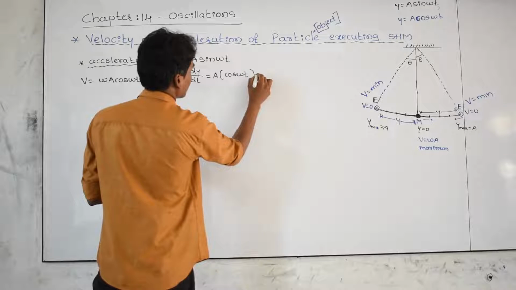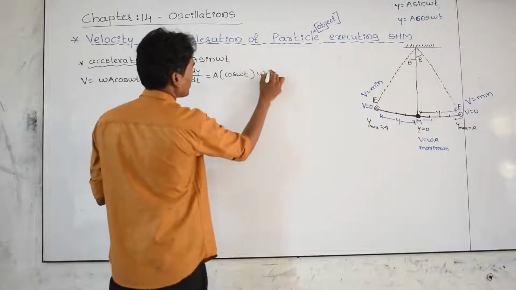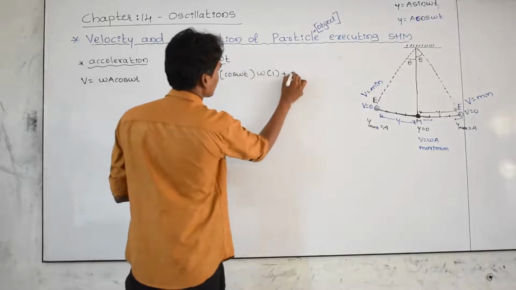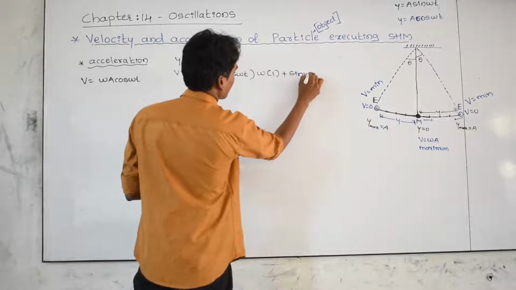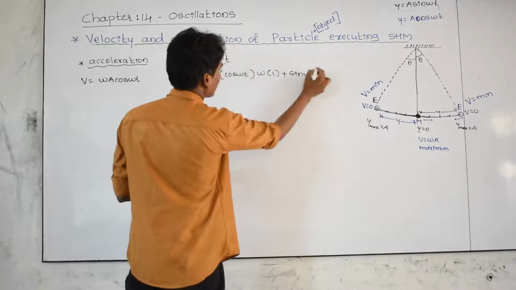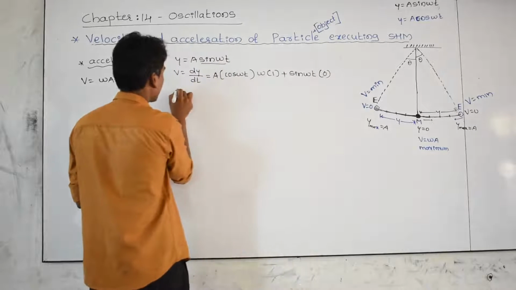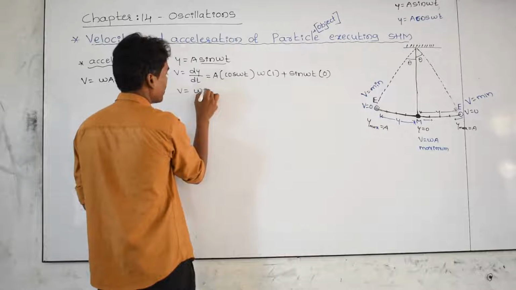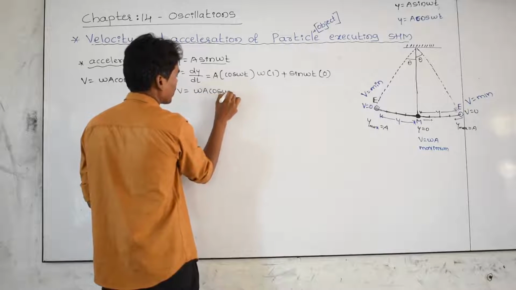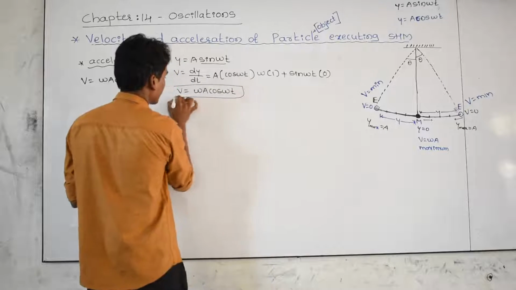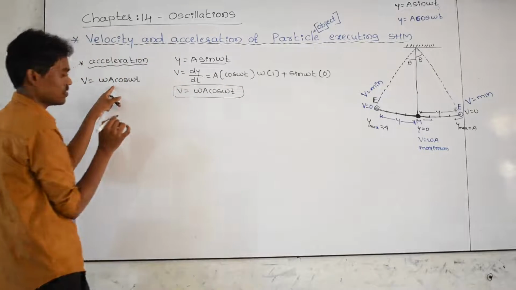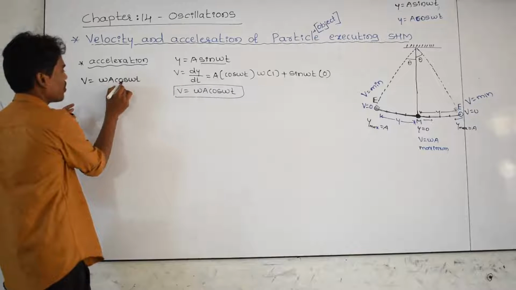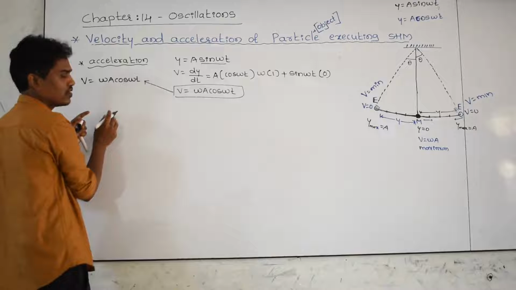Omega is not being differentiated; the differentiation of t is 1. Keep the function sin omega t as it is, and the differentiation of a is 0. Then you get v equal to omega a cos omega t. Yes, this is the velocity formula I have taken here: velocity is equal to omega a cos omega t.